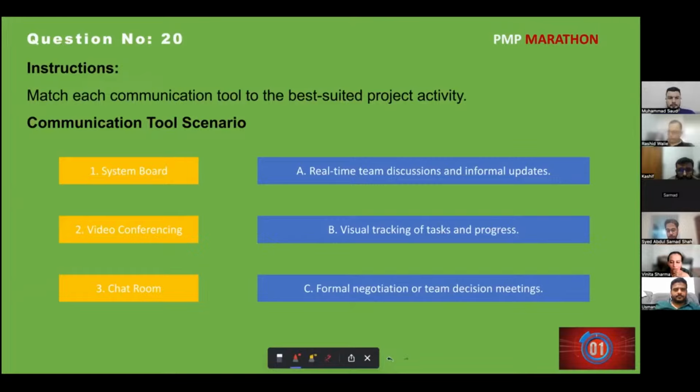So one of the beauties of drag and drop is that you can use whatever you easily understand. For example, one is clear to everybody: for video conference, we will use 2A. For system board, we can use visual tracking, and chat room for formal negotiation. Okay.